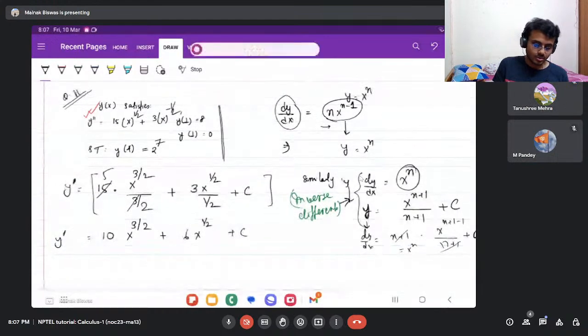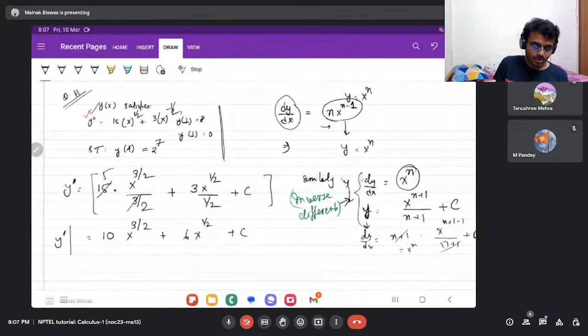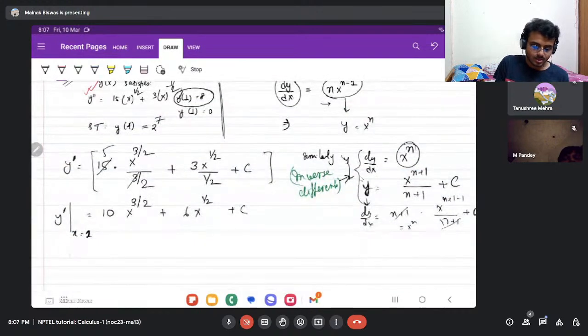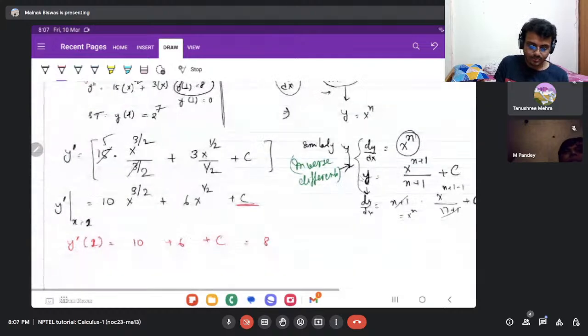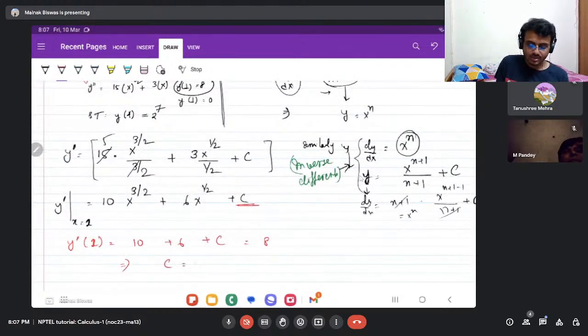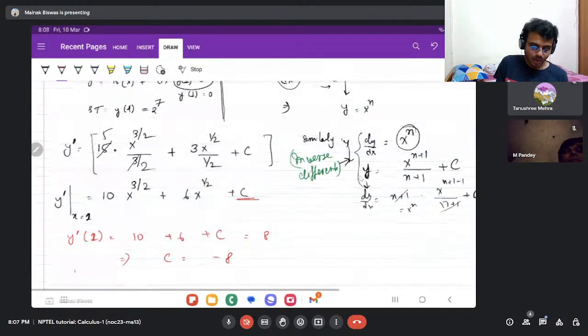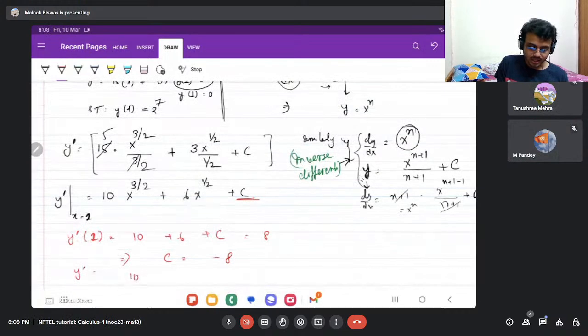Yes, sir. Okay. I put x is equal to 1, right? That's what is given. I need to find the value of the constant. I put 1. I get 10 plus 6 plus c is equal to 8, right? Which means c is equal to minus 8. Agreed? Yes, sir. So y prime x is 10 x to the power 3 by 2 plus 6 x to the power half minus 8, right?